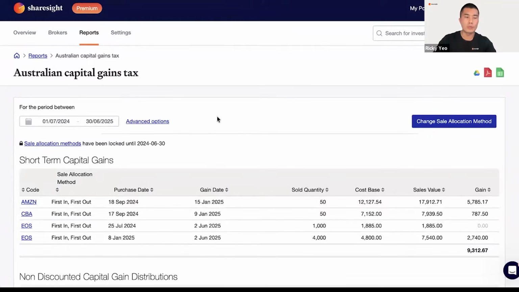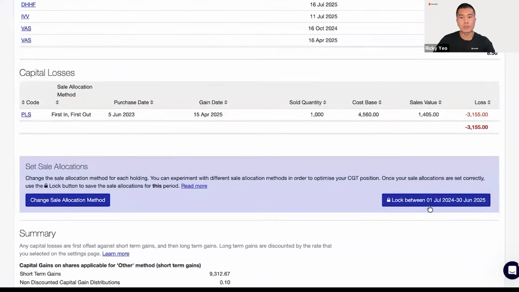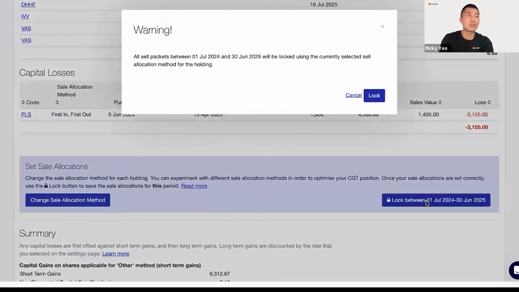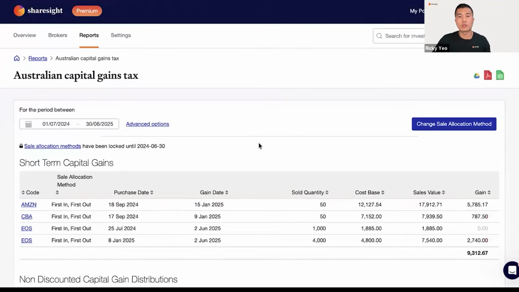The only way you might be able to do it is to use the lock mechanism. It depends how complex it is. There's some way where you can lock and force Sharesight to just pick a specific parcel by using the lock, and that would be the only way to do it. But if you need any help, reach out to support. We're more than happy to look at the holdings and figure out how you can do that.